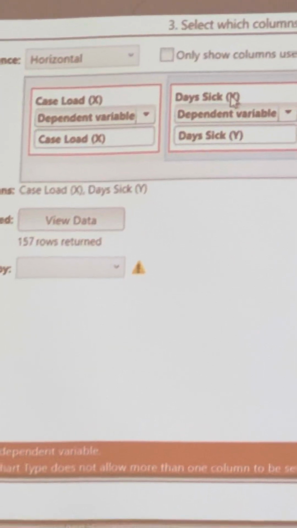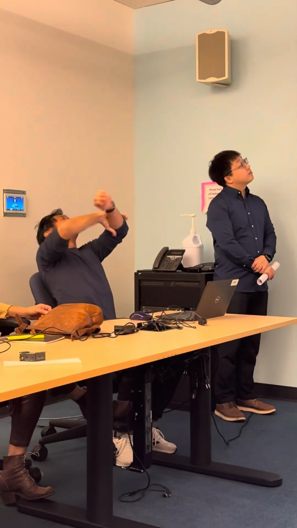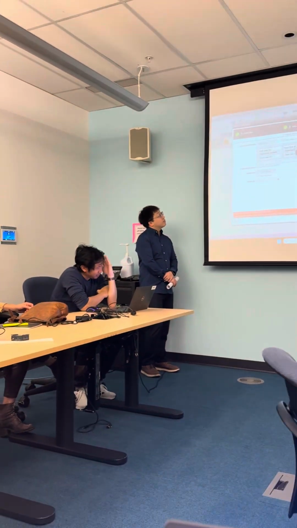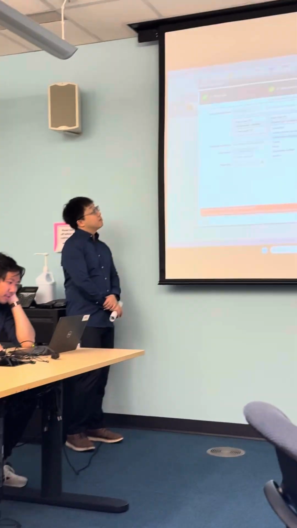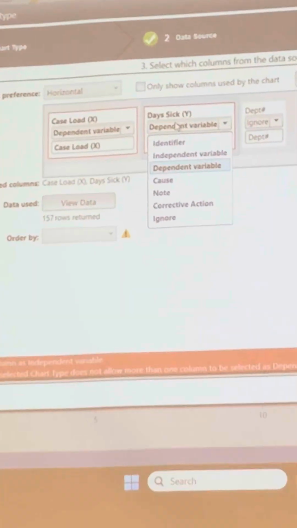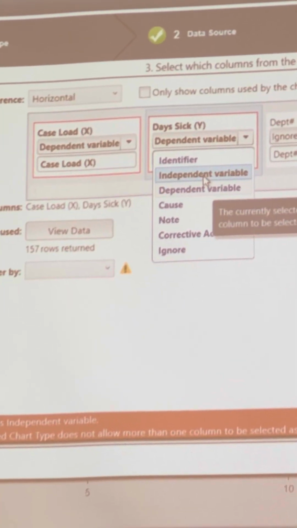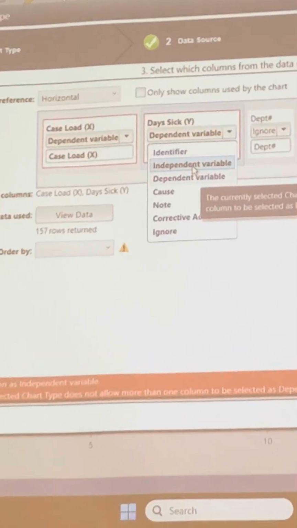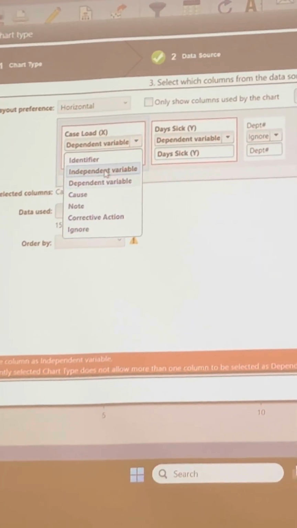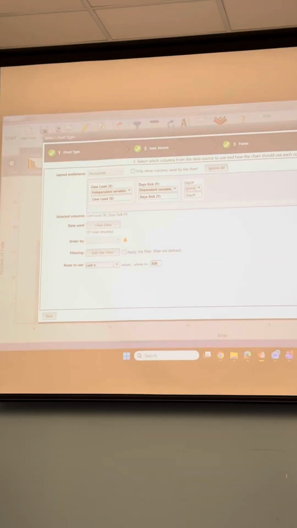So I want to always see independent on X? How do I want to diagram this? You create a theory, right? Your theory of dependency. The theory is that the higher the caseload, so caseload I would want on my X, and then Y. So you said Y is the dependent, and X is the independent. Okay, that makes more sense.